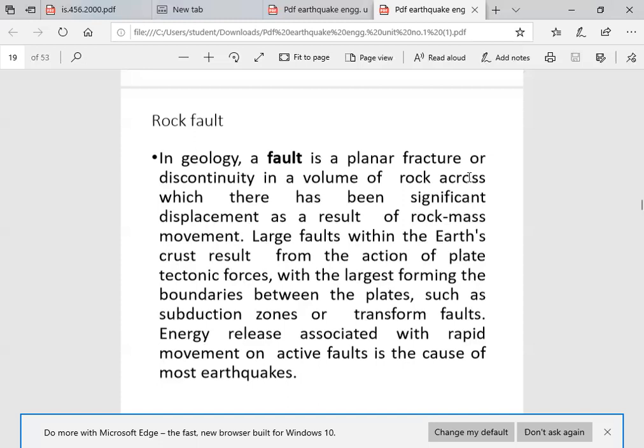Energy release associated with rapid movement on active fault is the cause of most earthquakes. Okay, in the last slide we have seen there are three types of boundaries. One is transform, the second one is convergent, and the third one is the divergent boundary.